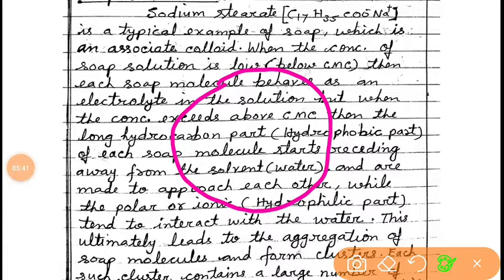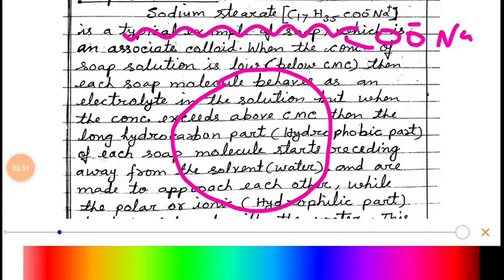So if we see the soap molecule, this is the soap molecule, and at the last it is COO minus and Na plus. So this end, since it is hydrophilic in nature, wants to remain with the water, and this end wants to remain away from the water.